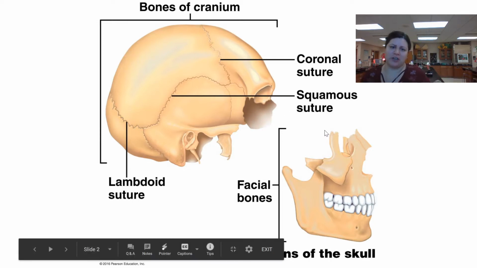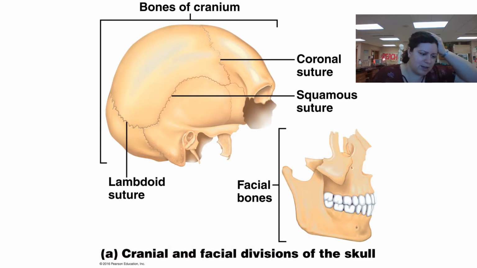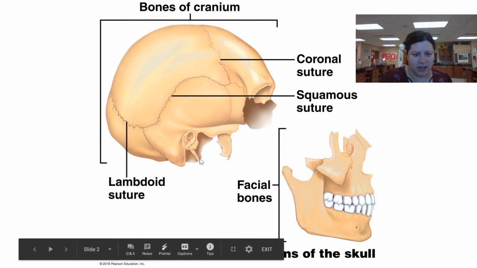Well, let's think about functions. Functions of the cranium would be to protect the brain. And also, we have some muscles that attach on the top of our head. And functions of the face, really important. Lots of bulges, little parts that stick out where muscles are going to attach.